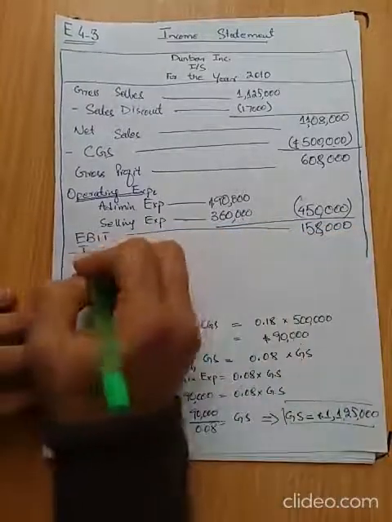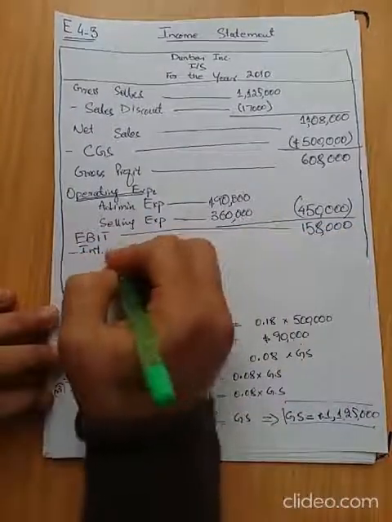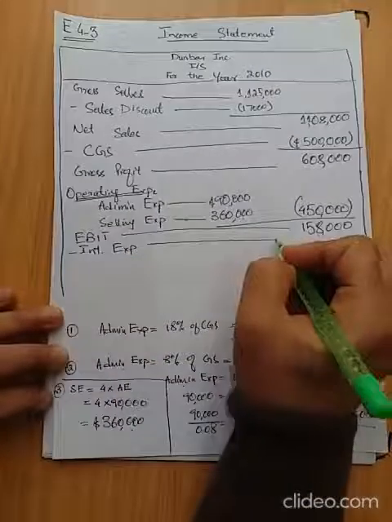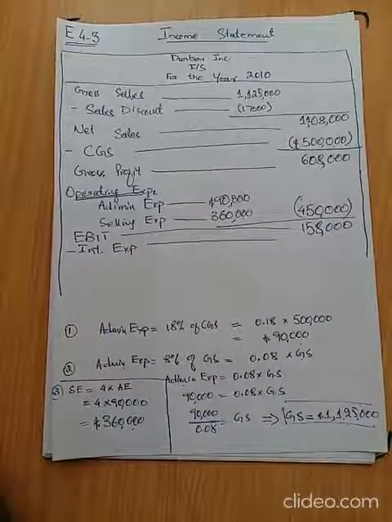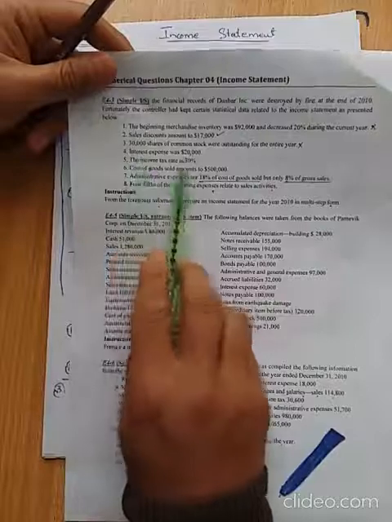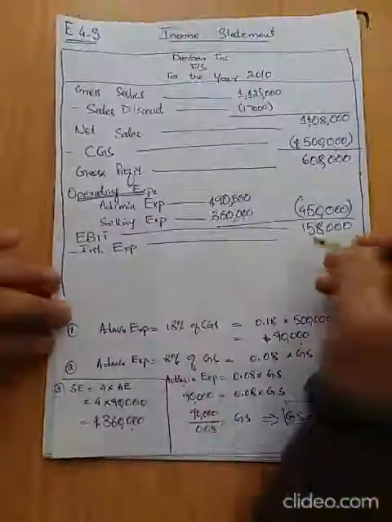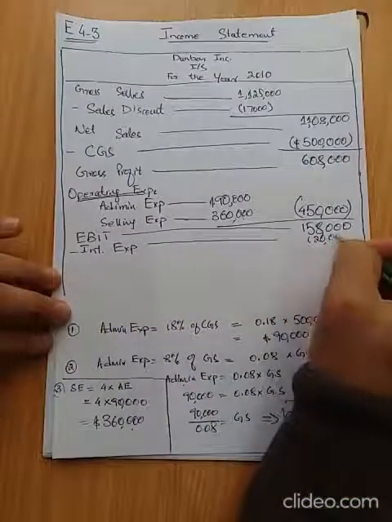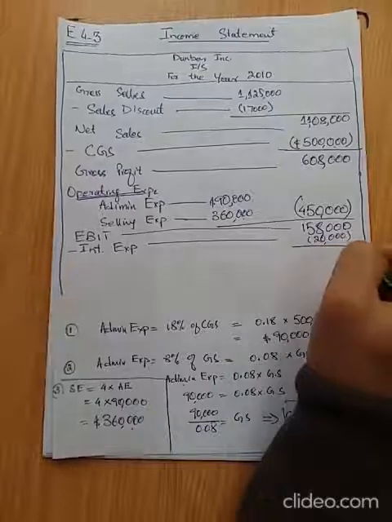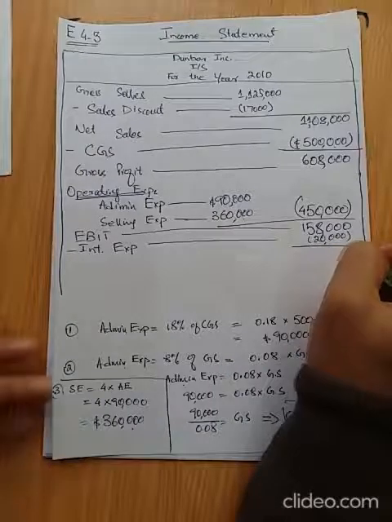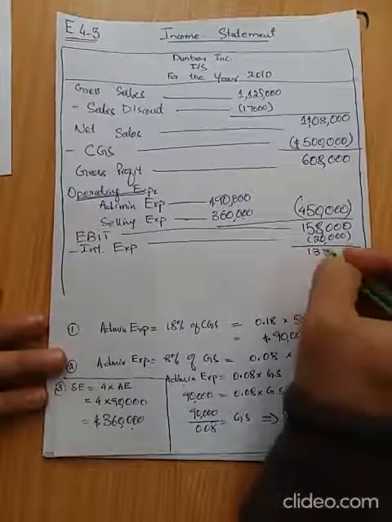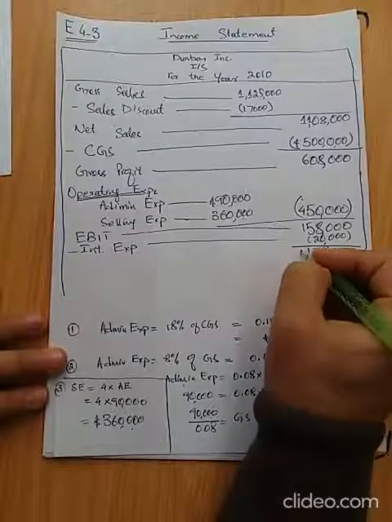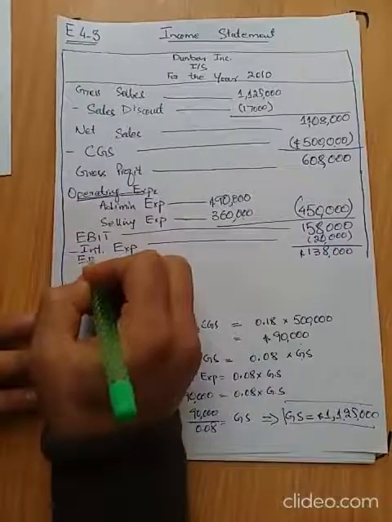From this earning, we are supposed to subtract interest expenses. The interest expense given in the numerical is $20,000. So I will subtract $20,000 from it. The remainder that we get is $1,38,000. This income is called earning before tax.